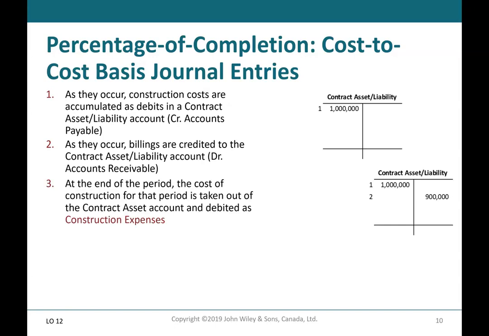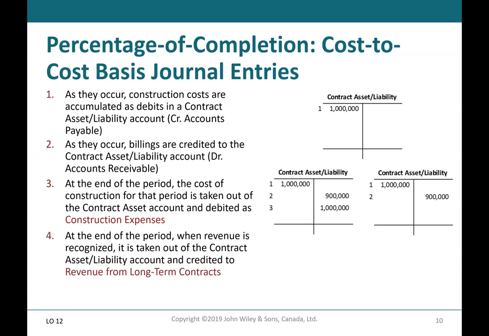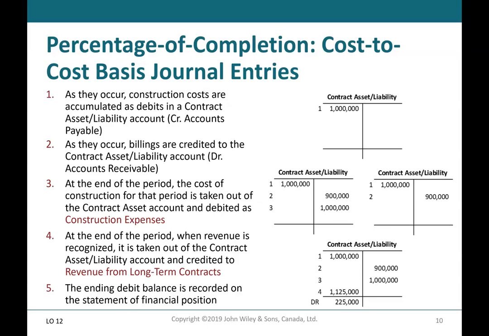3. At the end of the period, the cost of construction for that period is taken out of the contract asset account and debited as construction expenses. So 3 would be the credit to 1 million. 4. At the end of the period, when revenue is recognized, it is taken out of the contract asset liability account and credited to revenue from long-term contracts. So 4, 1.125 million. 5. The ending debit balance is recorded on the statement of financial position. So that would be the debit of 225,000.